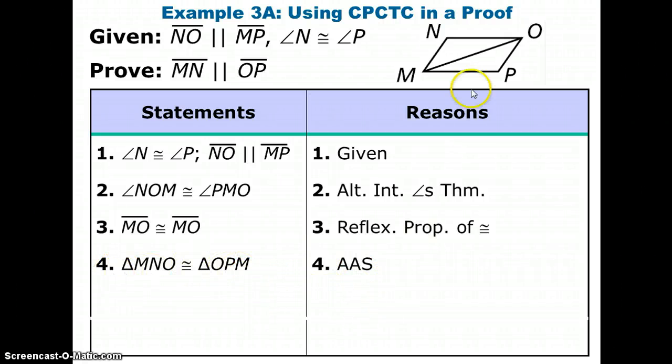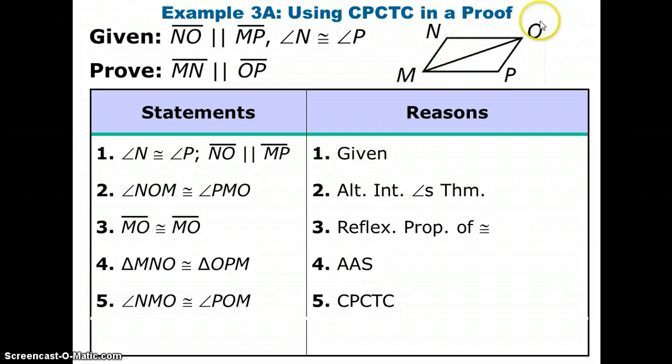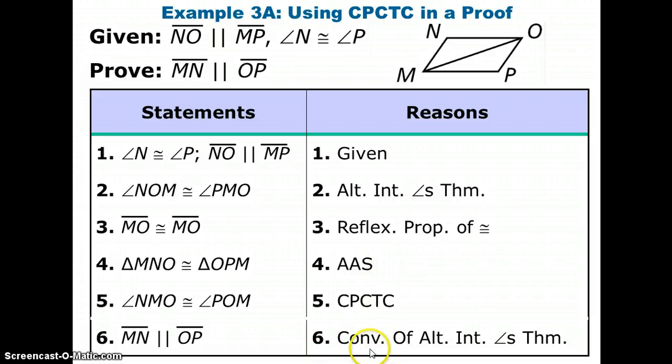Because these triangles are congruent, their corresponding parts are congruent. That's what makes angle NMO and POM congruent by CPCTC. And because these two angles are congruent, these sides are parallel by the converse of the alternate interior angles theorem.